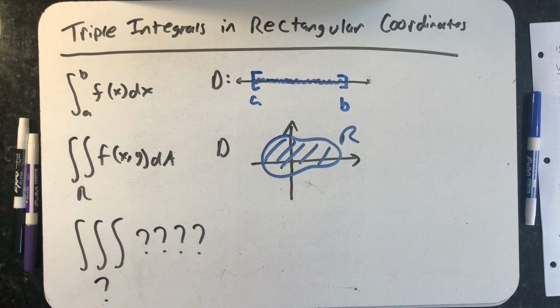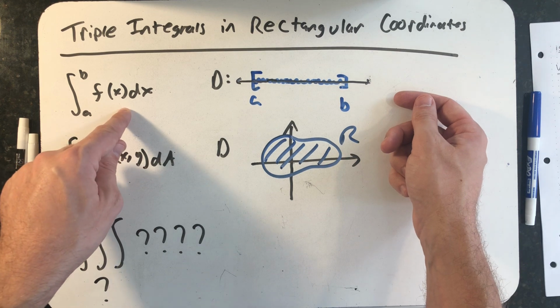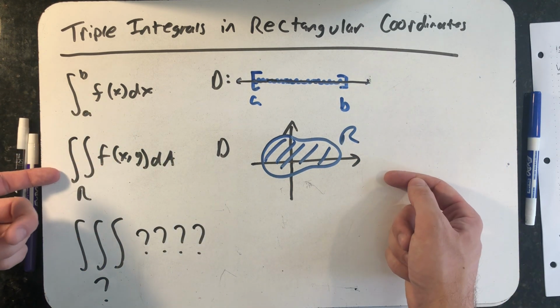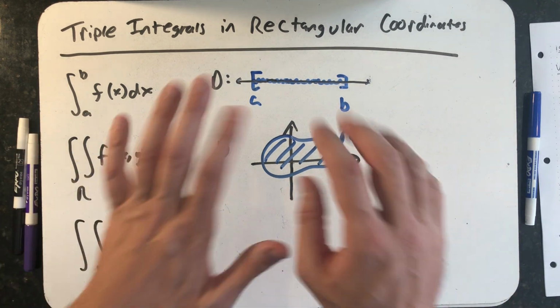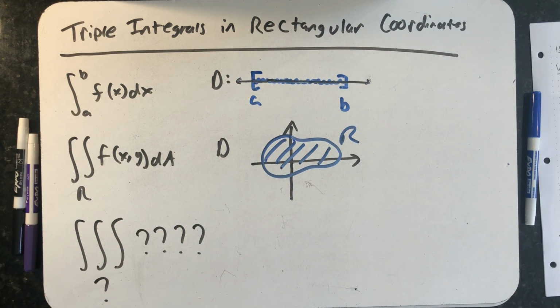I want to talk about triple integrals in rectangular coordinates, but I thought we'd start by taking a tour of how we defined the definite integral for functions on one variable, the double integral for functions on two variables, and use the same kind of thinking to define a triple integral for a function on three variables.